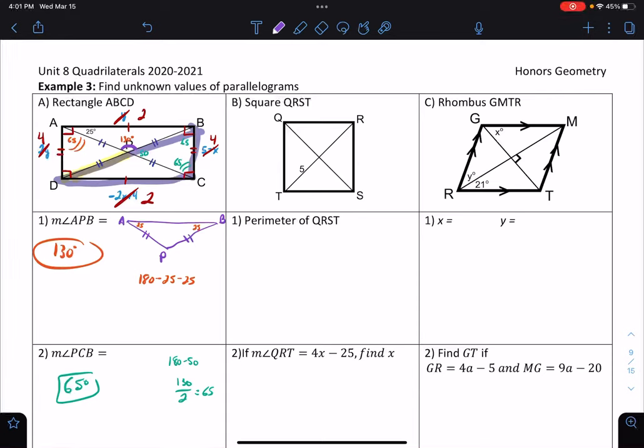Let's take a look at these square problems. We've got square QRST with half of a diagonal length of 5. So let's add what we can. We've got 90-degree angles here.